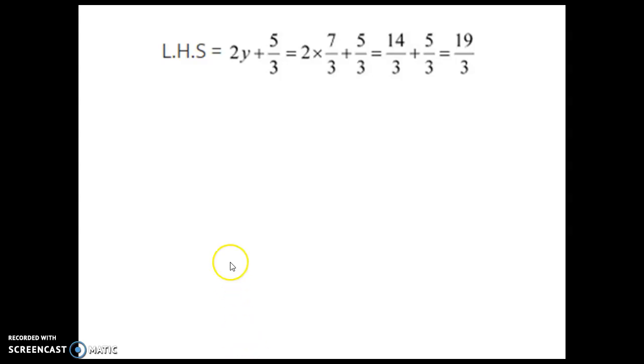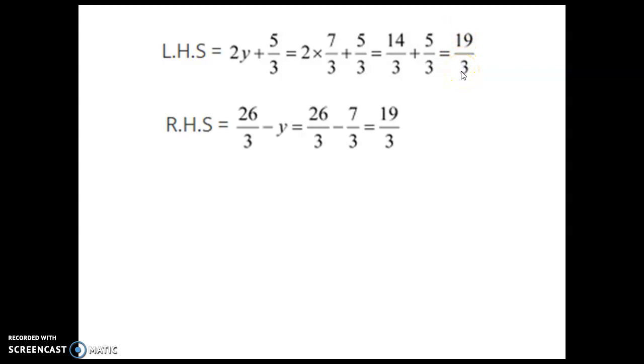substituting the values. So LHS is equal to 2y plus 5 by 3. Okay. Instead of y we are substituting 7 by 3. So 2 into 7 by 3 plus 5 by 3. That is equal to 14 by 3. So 2 into 7 is 14. Here nothing can be cancelled. Okay, all are prime numbers. So 2 into 7 is 14 by 3 plus 5 by 3. So 3 is common in both the denominators. So take it as LCM. So 3. So 14 plus 5 is 19. So LHS is 19 by 3.